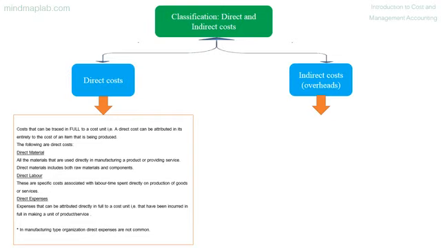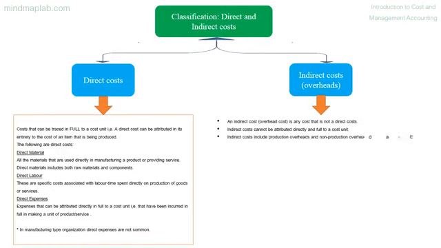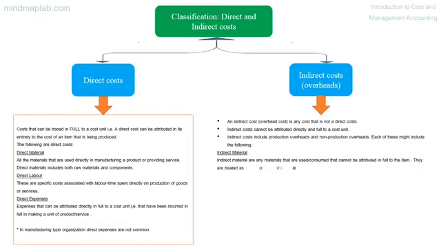Indirect costs, overheads. An indirect cost, or overhead cost, is any cost that is not a direct cost. Indirect costs cannot be attributed directly and in full to a cost unit. Indirect costs include production overheads and non-production overheads. Each of these might include the following. Indirect material. Indirect materials are any materials that are used or consumed that cannot be attributed in full to the item. They are treated as overhead costs, and may be classified as production overheads, administration overheads, selling and distribution overheads.